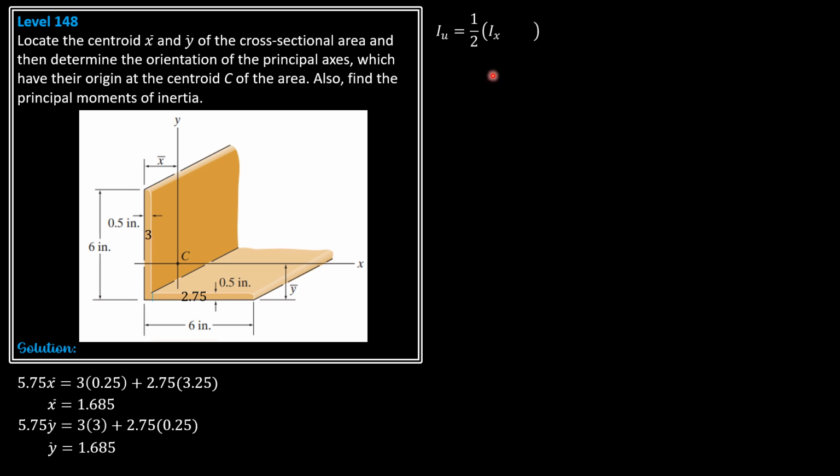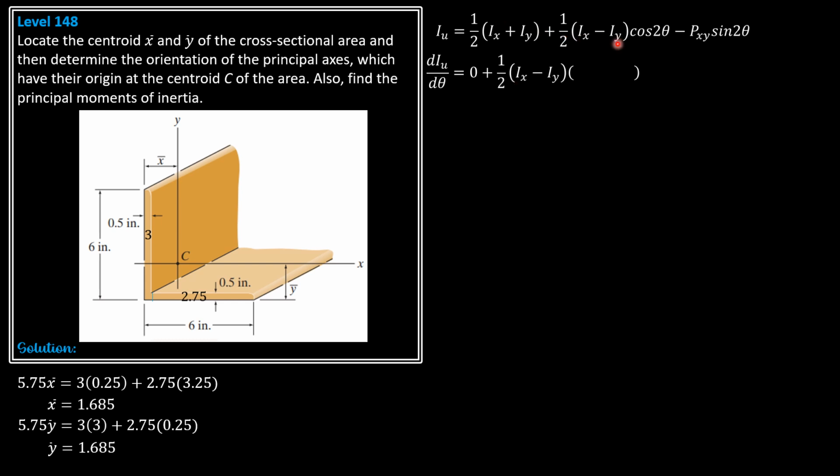This is the formula for I sub u: 1 half of Ix plus Iy, plus 1 half of quantity Ix minus Iy times cosine of 2 theta, then minus the product of inertia Ixy times sine of 2 theta. Now, if it is with respect to the centroid, all you have to do is put a bar at the top of the symbol I, as well as for the product of inertia. So from the figure, the derivative of I sub u with respect to theta is equal to 0 because this is constant.